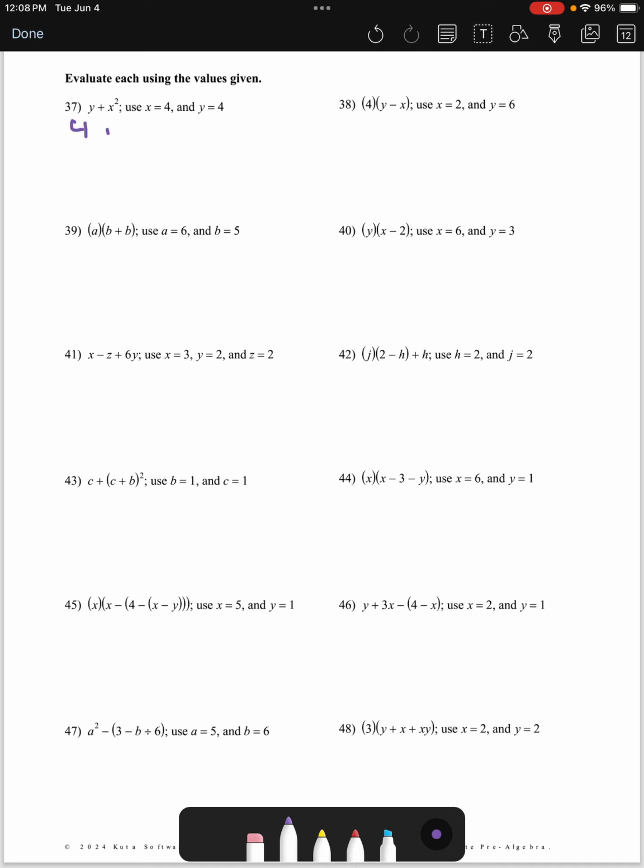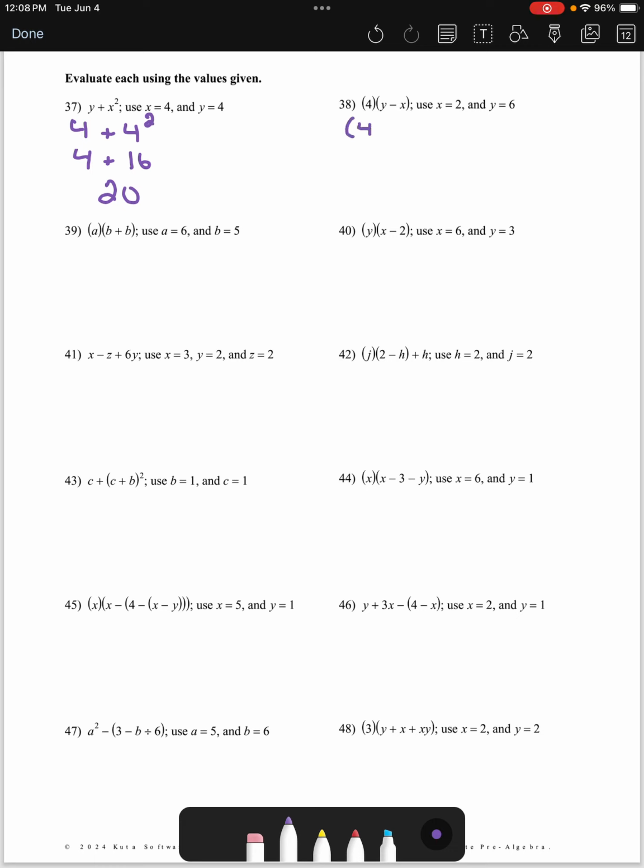So y gets replaced with 4, x to the second power, x gets replaced with 4, keeps the second power. We're changing an algebraic expression into a numeric expression, one that we can work out. Order of operations says do the exponent first, so 4 to the second power is 4 times 4, which is 16, and 4 plus 16 is 20.